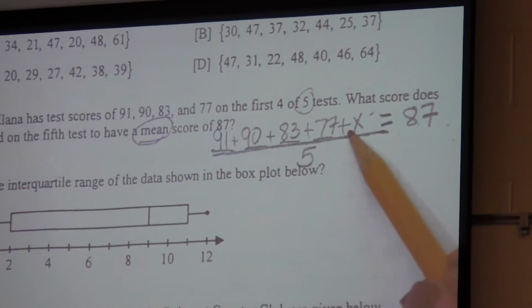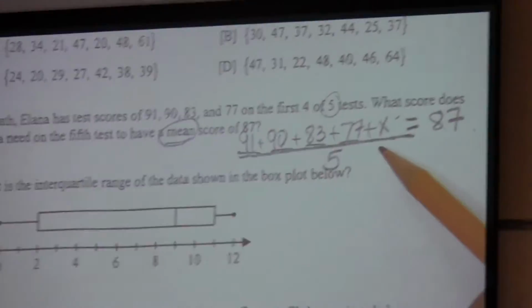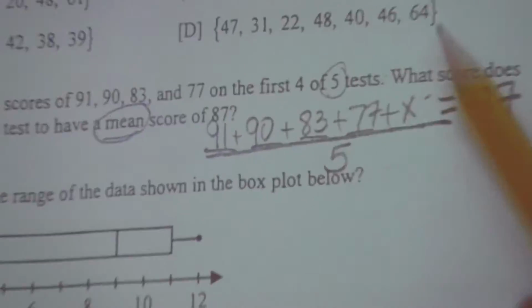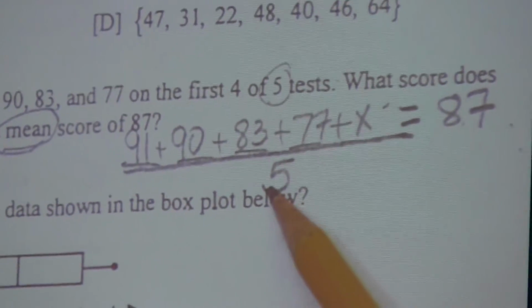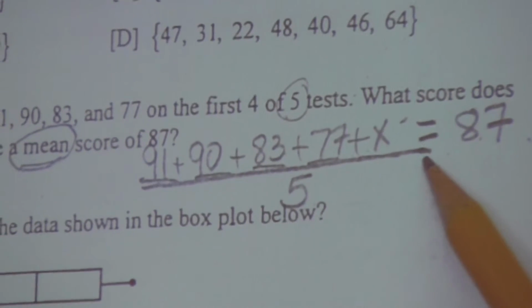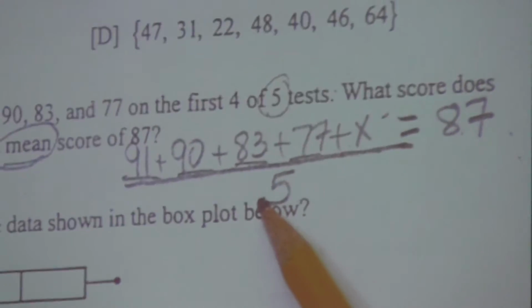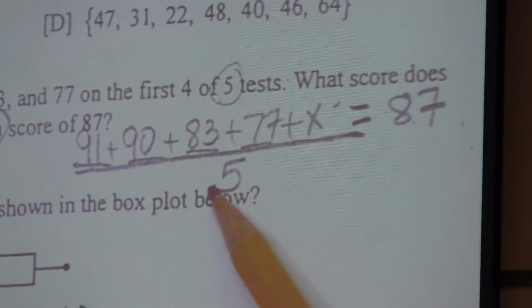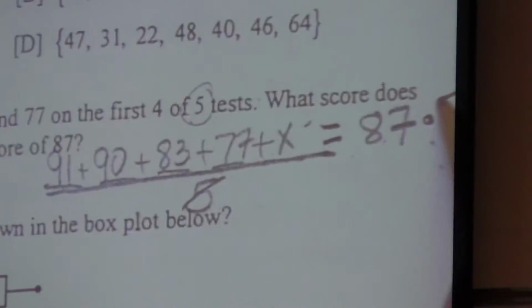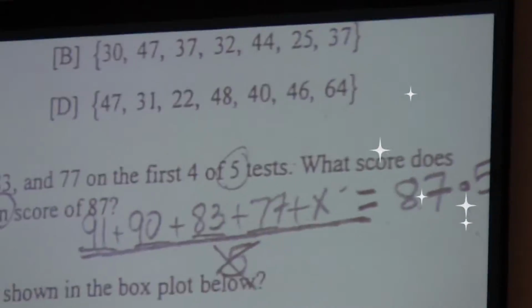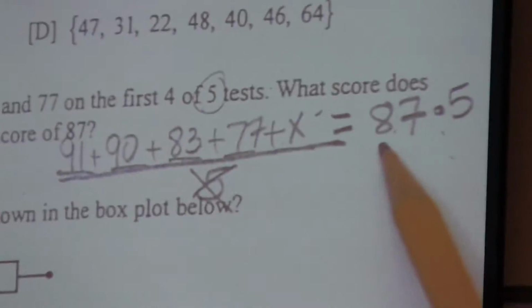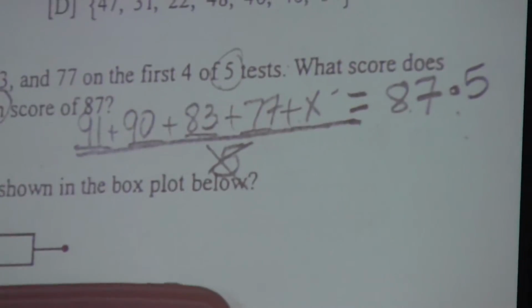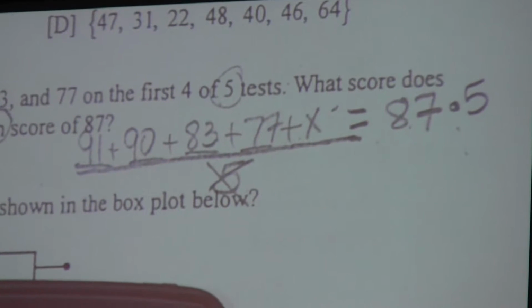Could you guess and check here? You probably could. It would just take you a little longer. But if you remember that the mean is just all the test scores, add them up, divide by 5, now we can solve this pretty fast. Because what could I do with the 5 on both sides? If I was doing this really nice and algebraically, I could multiply both sides by 5, which would make sense because I'd want to get an average of 87 on all 5 of my tests, right? So I'd have 87 times 5.